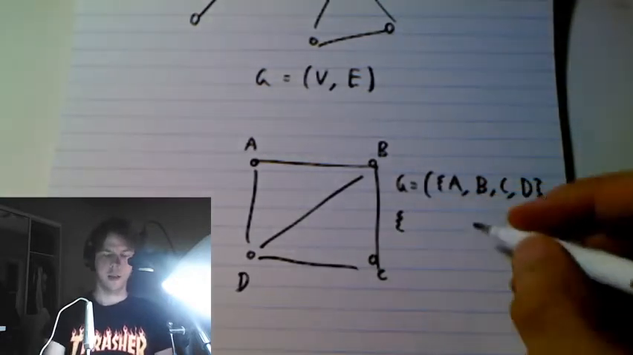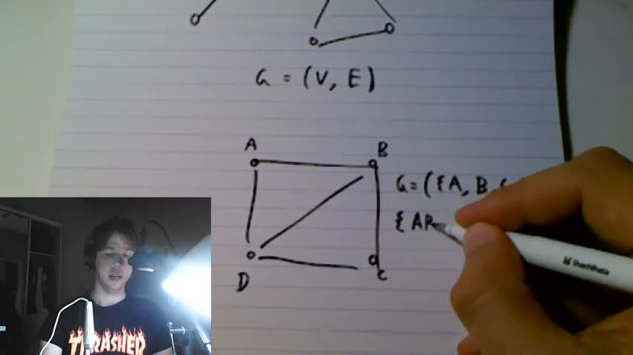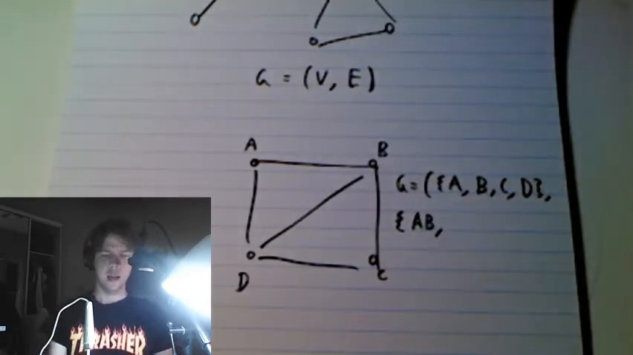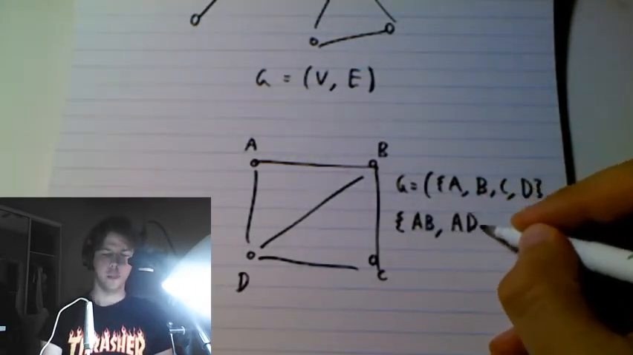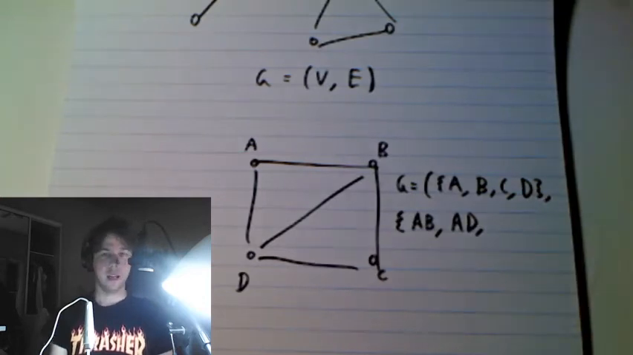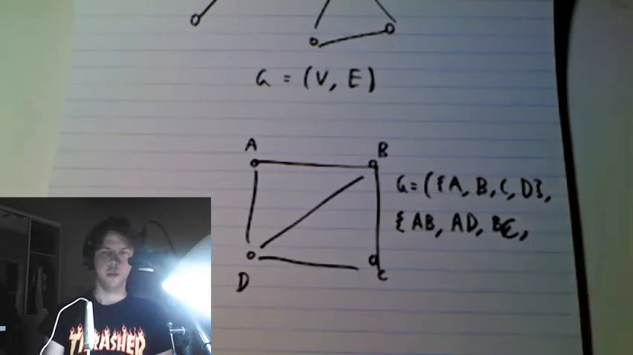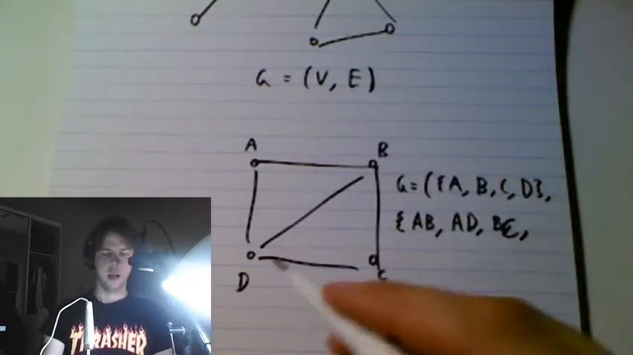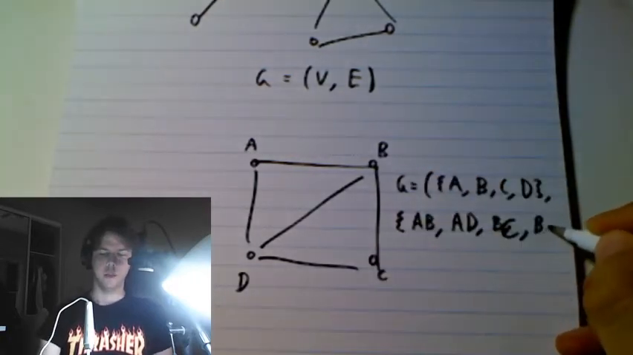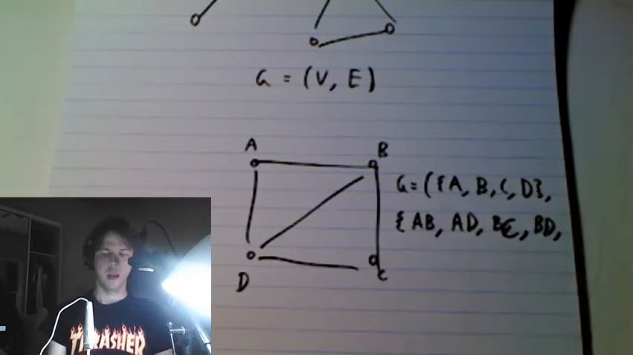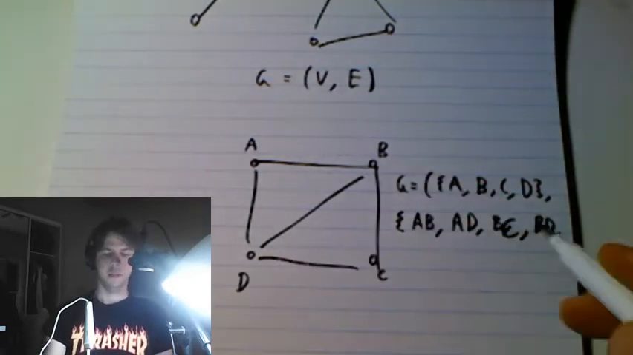So we look at A, and A is connected to B. So we have the connection AB. A is connected to D. And that's all the A connections. And we look at B, and we have BC, and then BD. And then finally, C is connected to D.